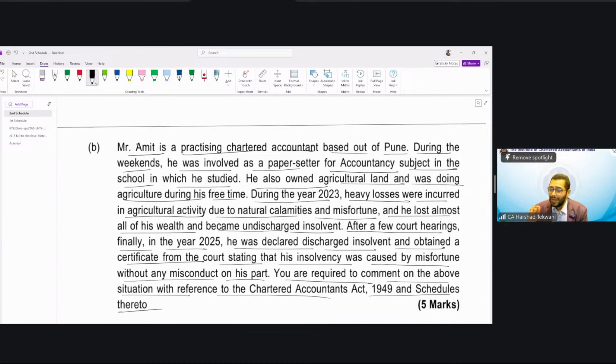Read this question. This is a very good question. It covers 2-3 topics together. But you need to focus on each and everything which is given in the question. What is happening in the question? There are 2 to 3 things which are happening, and all are important.